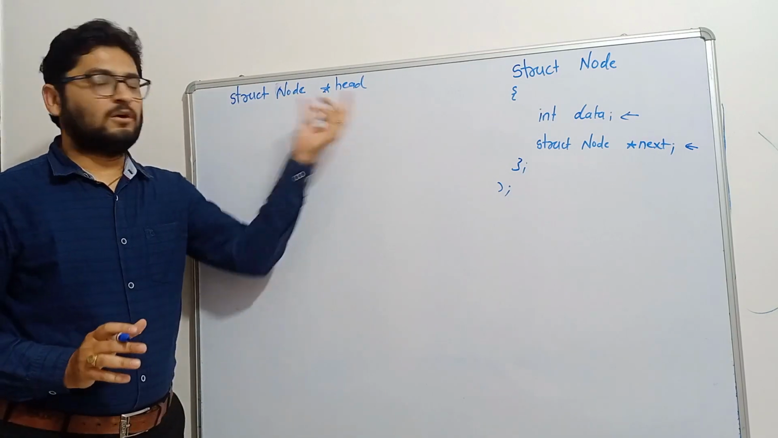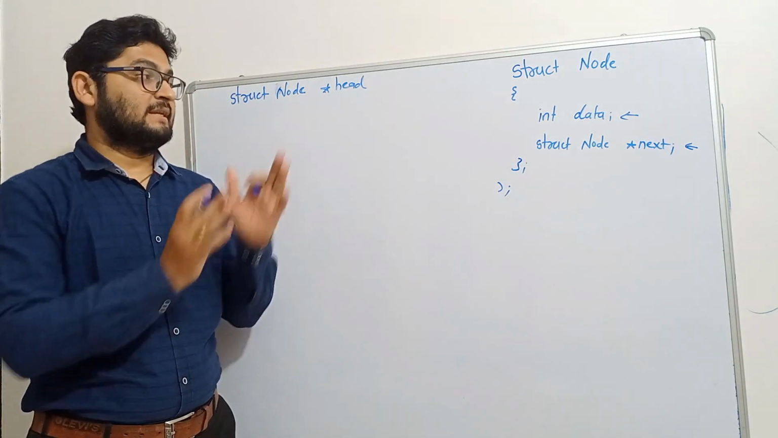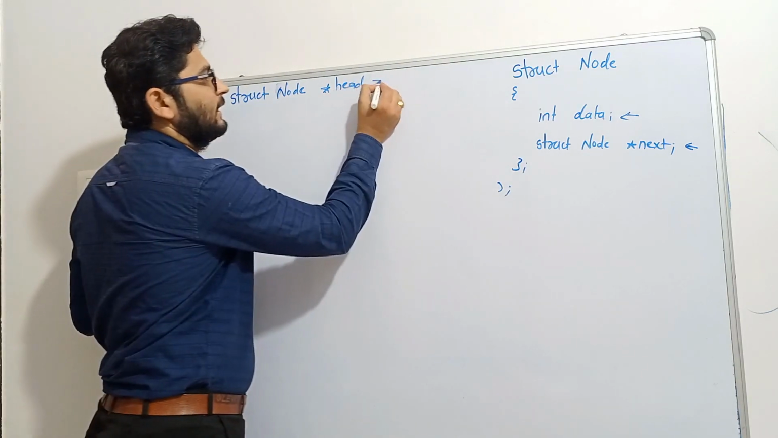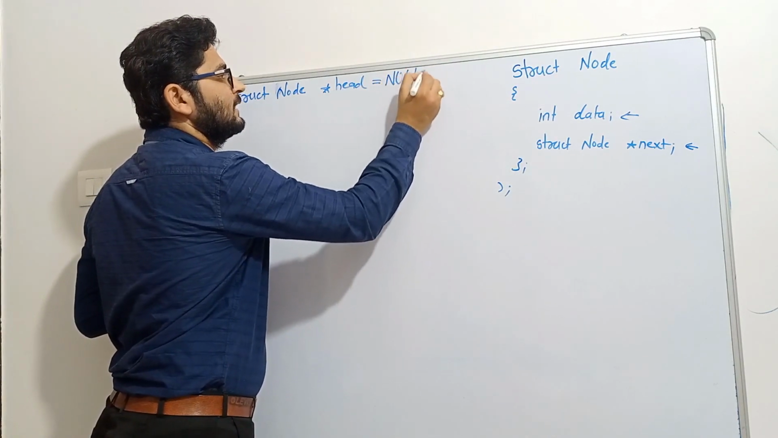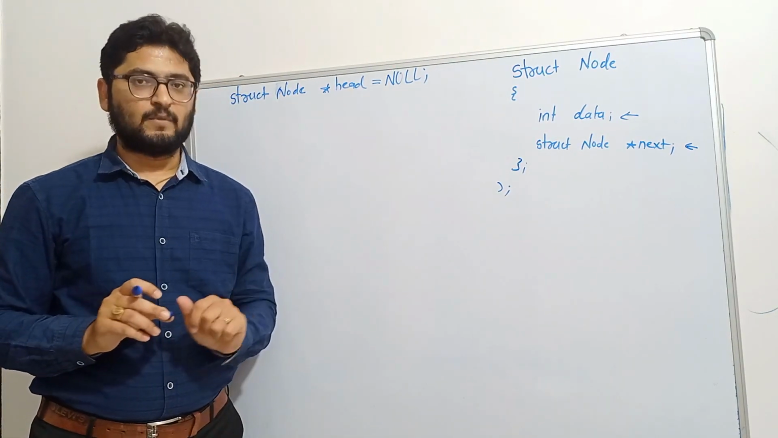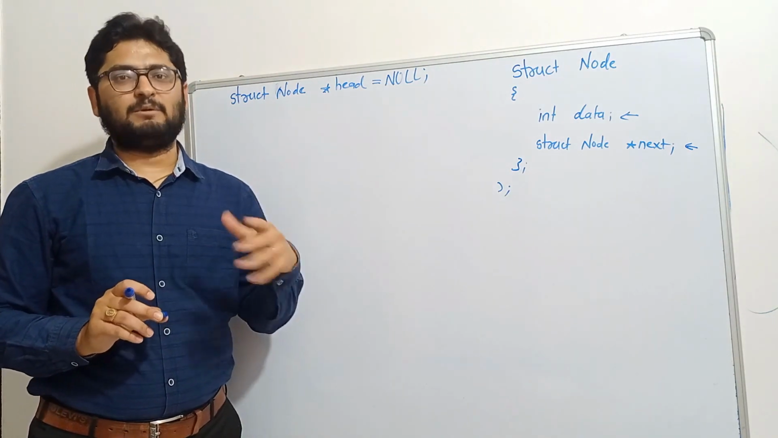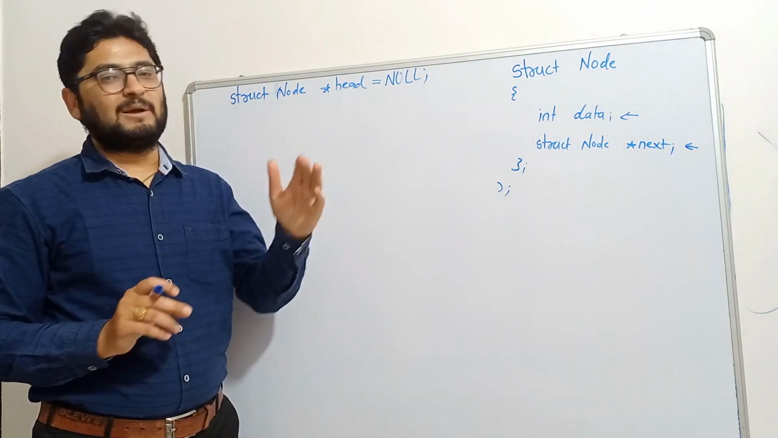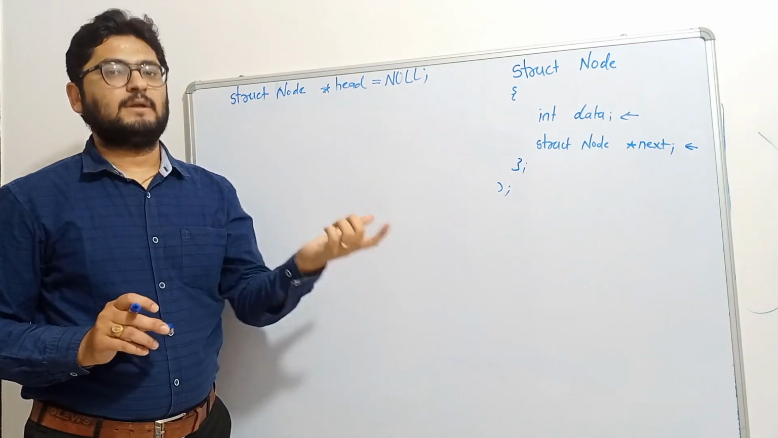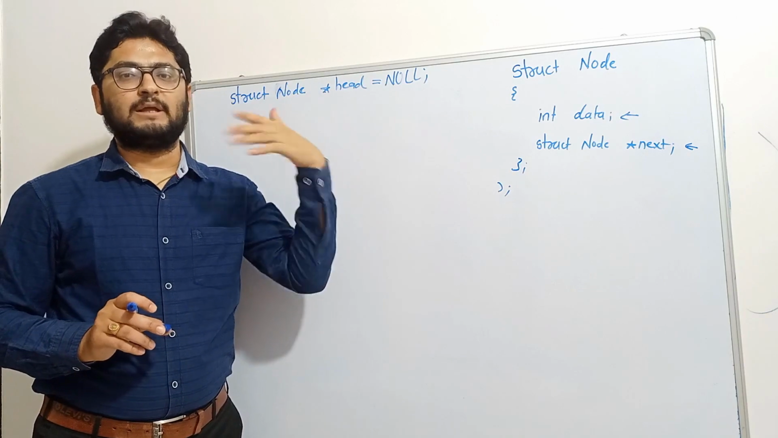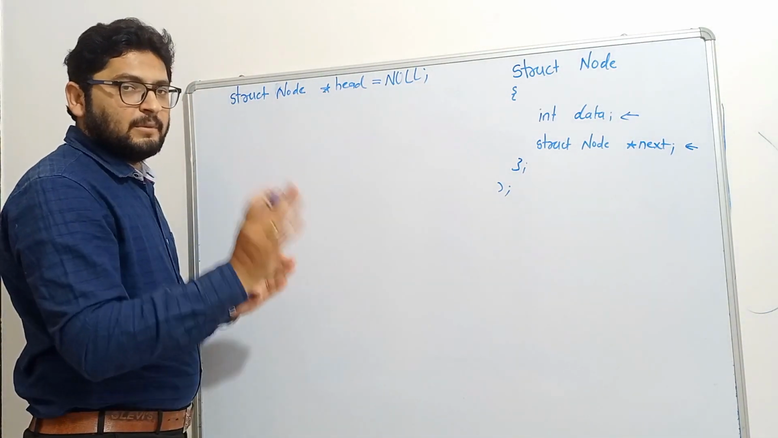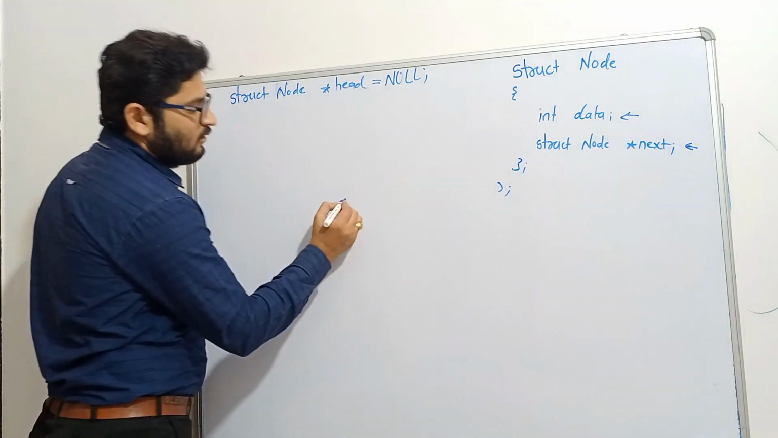Now this head always points to the first node of the linked list, but initially there will be no node in the linked list, and that's why this head will be pointing to NULL initially. That means it shows that the linked list is currently empty and head is pointing to nothing. Obviously, if the linked list is empty, there will be no first node, and that's why head currently points to NULL. Now, to create a node in the memory, we use the malloc function.